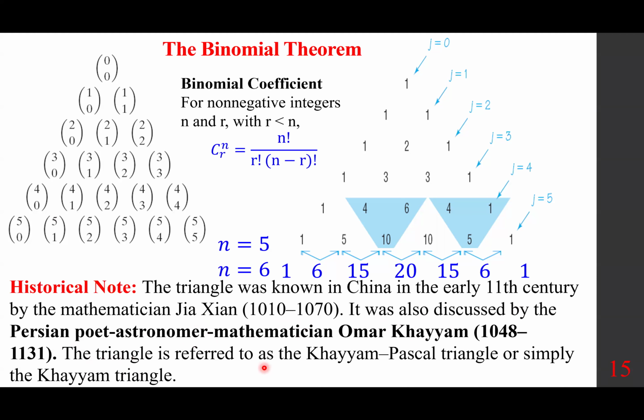The triangle is referred to as the Khayyam-Pascal triangle, or simply the Khayyam triangle. Well, they lived 1,000 years ago. Pascal lived only a few hundred years ago. So basically, Pascal stole it from them. End of this.